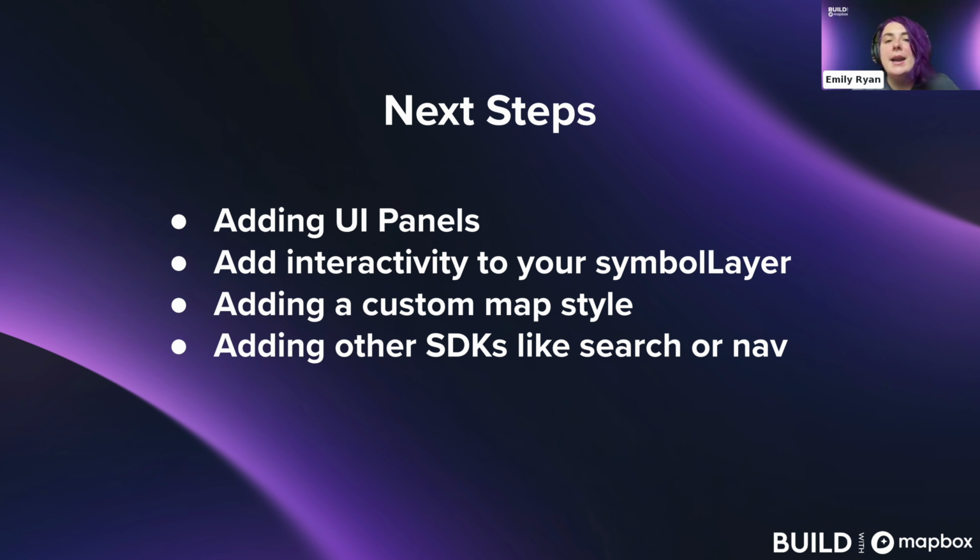And like I was just saying too, adding interactivity to your symbol layer so you can do things like clicking on the markers themselves, because currently with our implementation, you can't tell which coffee shop is which.